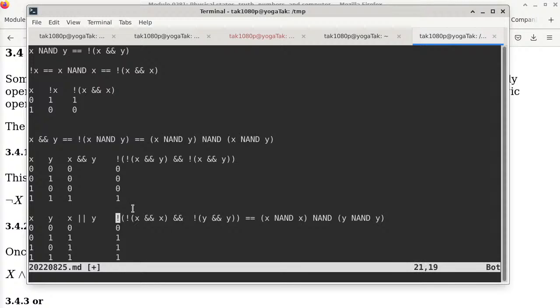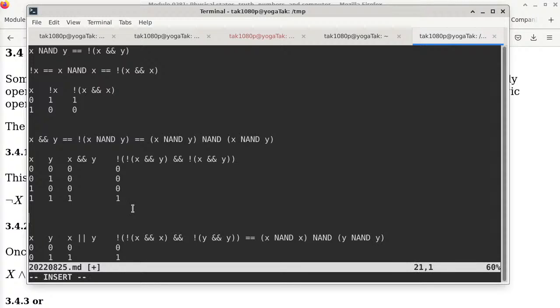Now, for those of you who want to know how to derive this using just Boolean algebra, this is how we do it. So x or y is the same thing as not (not x and not y), which is the same thing as not of x or y. So the negation of x or y, once we apply De Morgan's law, the inner negation becomes not x and not y.